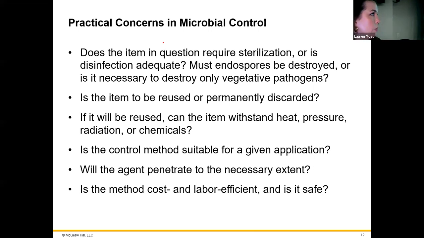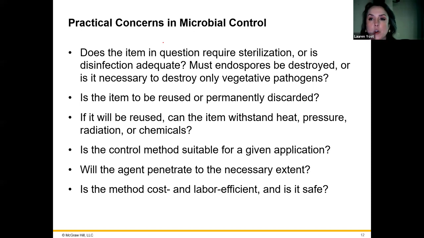Those are normal ways that we would be trying to sterilize things. Is the control method suitable for a given application? You can't autoclave a patient's bed, right? So autoclaving may not be usable for every single thing that you could think of. And you may not want to spray down an entire room with like a hand bottle spray, for example, just stuff like that. That's what it's talking about.